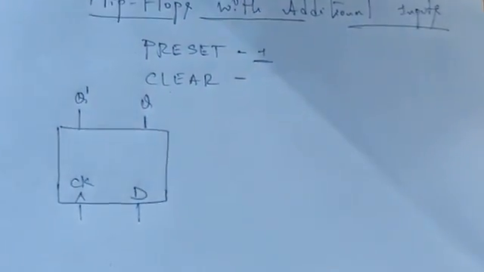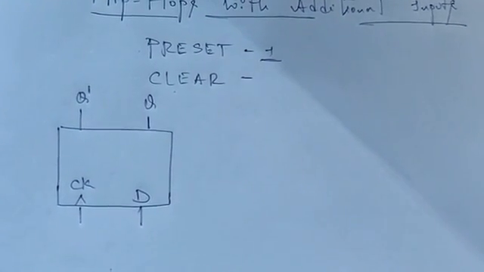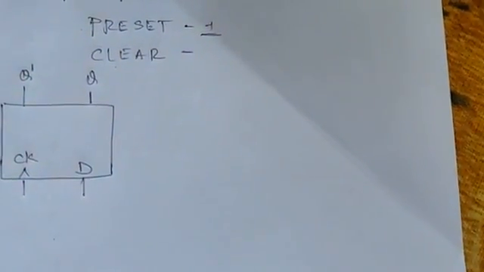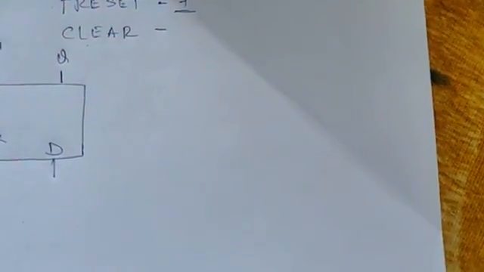What is clear? So when S is equal to 1, R is equal to 0, you call it a set state. When S is equal to 0, R is equal to 1, you call it a reset state. So reset means you are going to reset the complete circuit to 0. That is what resetting is. Resetting and clear are one and the same. Clear means you clear everything, whatever data is present in the memory, you flush it out and set to 0. That is what we call as clear.